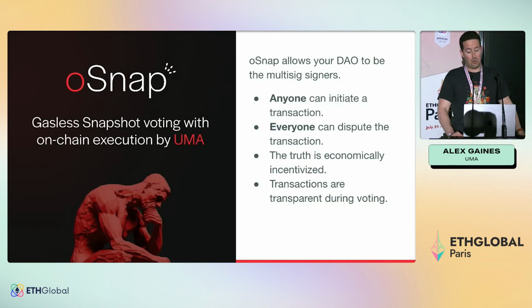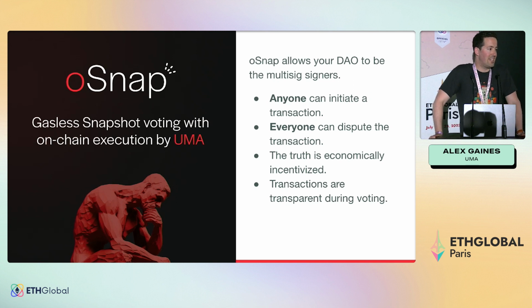So that's really why we created oSnap. It allows the DAO to be the multisig. Now anybody can initiate a transaction, and that can be proposed by the community, by the multisig holders, or by anyone that's not even involved in the DAO. And that's powerful because you're not only allowing anyone to initiate a transaction, you're also allowing anyone to dispute.